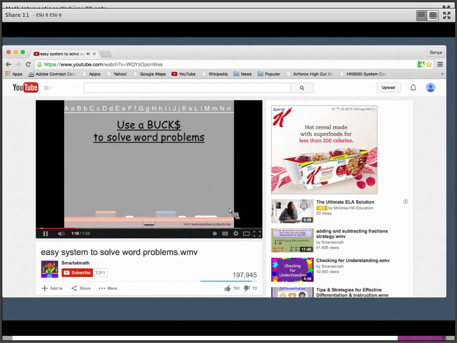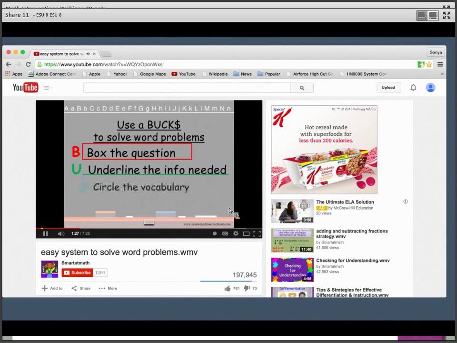So use BUCK to solve word problems. B, box the question. U, underline the information needed to solve the problem. C, circle the vocabulary that you'll need to know in order to answer the question. And K, knock out the unneeded information. Many people get confused because they look at information that's not relevant to the question.